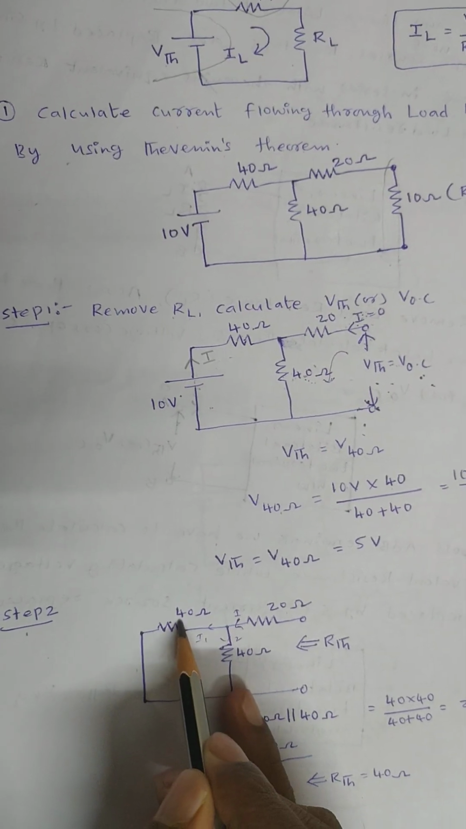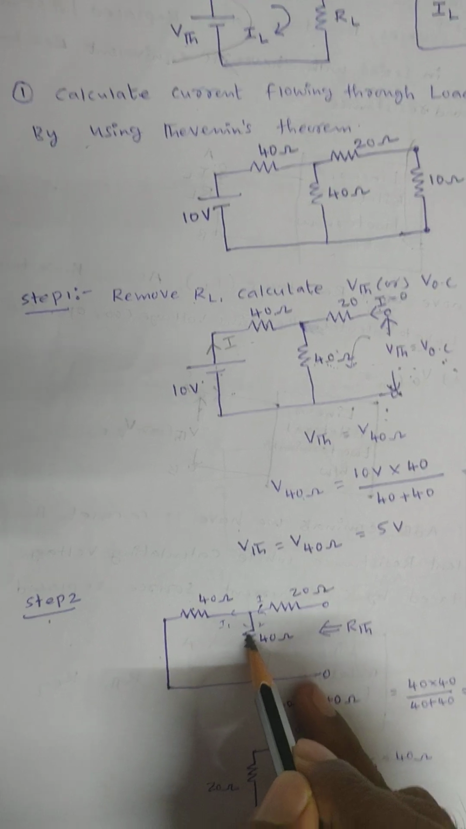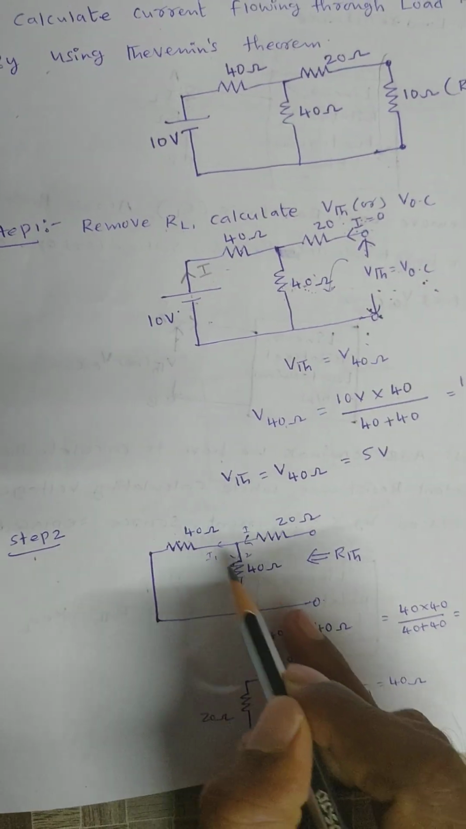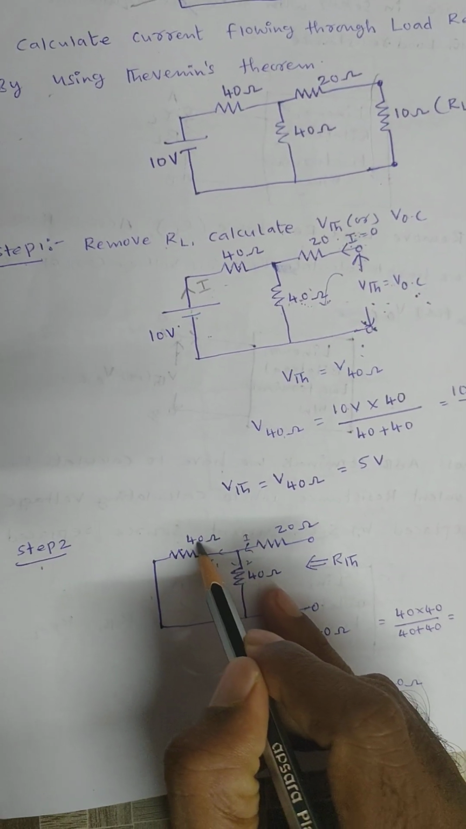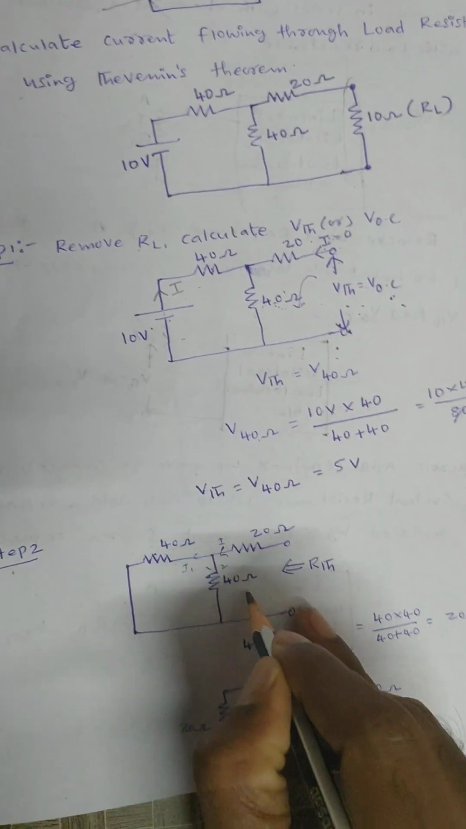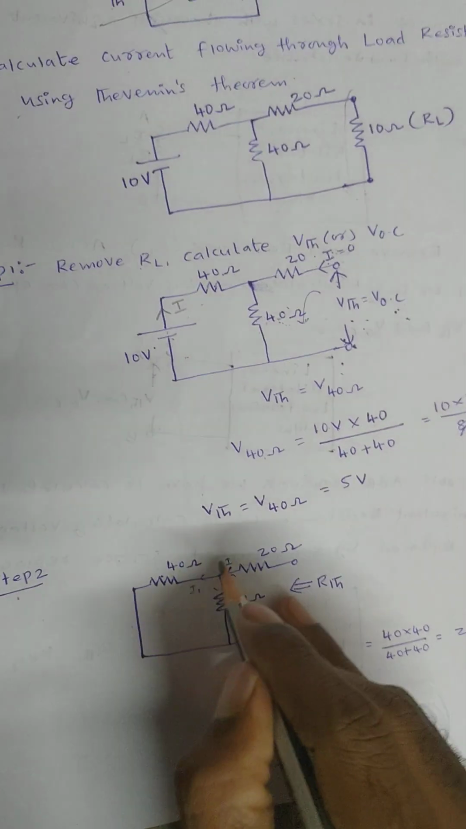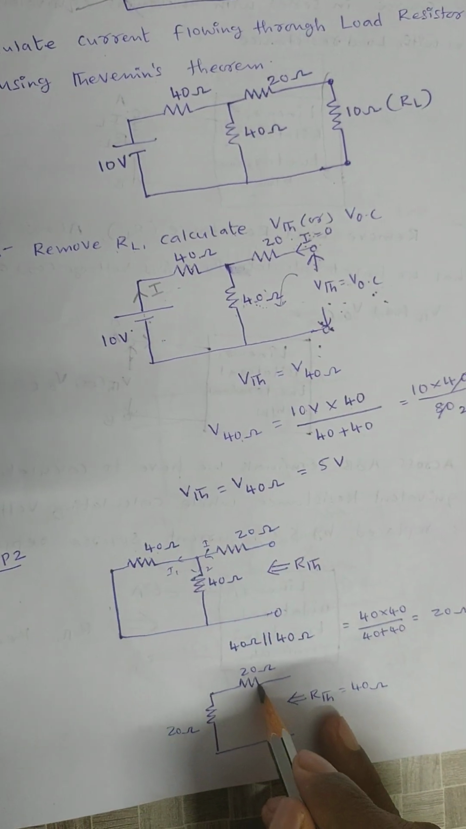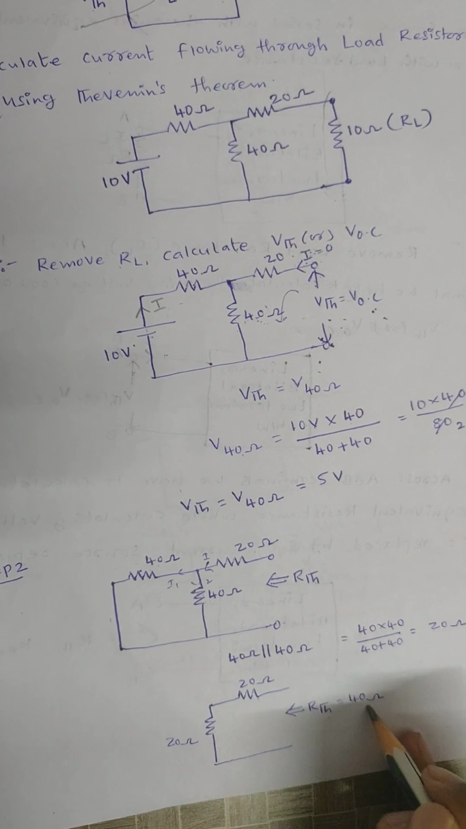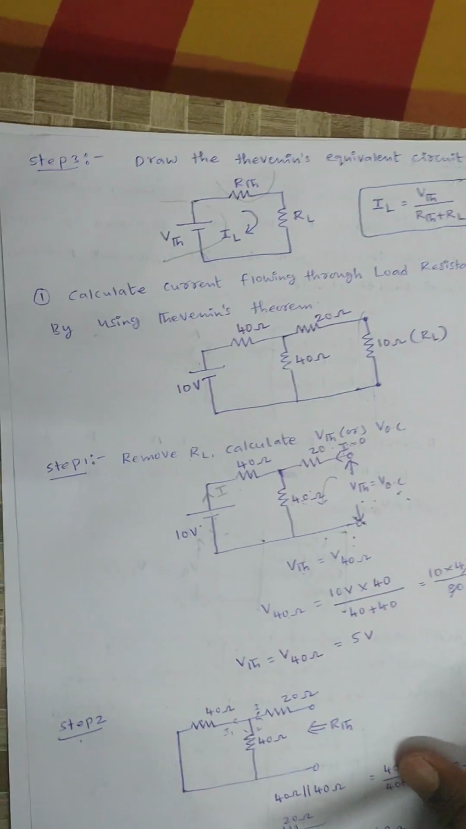Now the 40 ohm and 40 ohm are connected in parallel. Two equal values connected in parallel, the resultant value will be half. Otherwise you can simplify 40 times 40 divided by 40 plus 40, and you will get 20 ohm. After that, the resultant value is connected in series with 20 ohm. Then the RTH value will be 40 ohm. Step 2 is also over. Next, what is step 3?